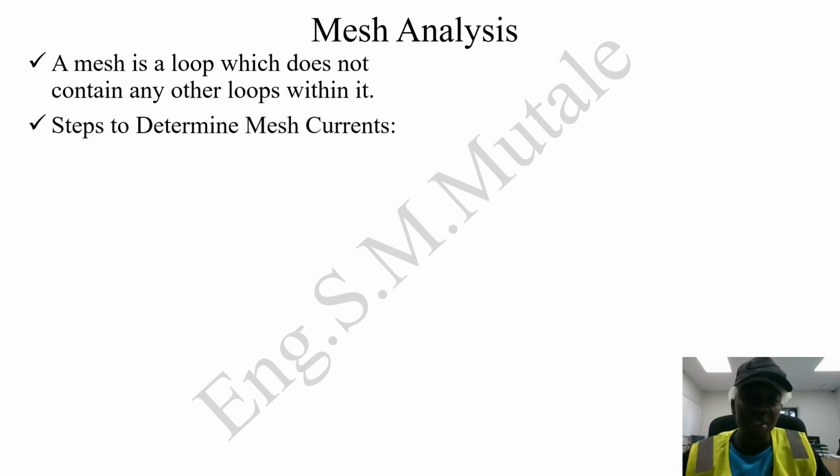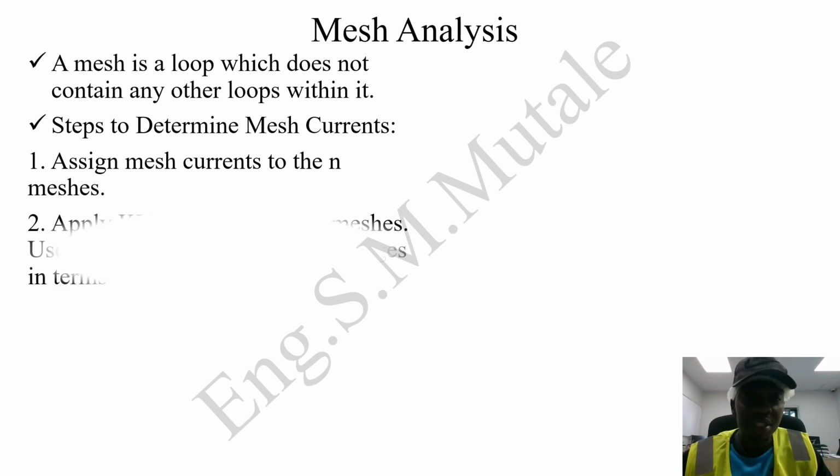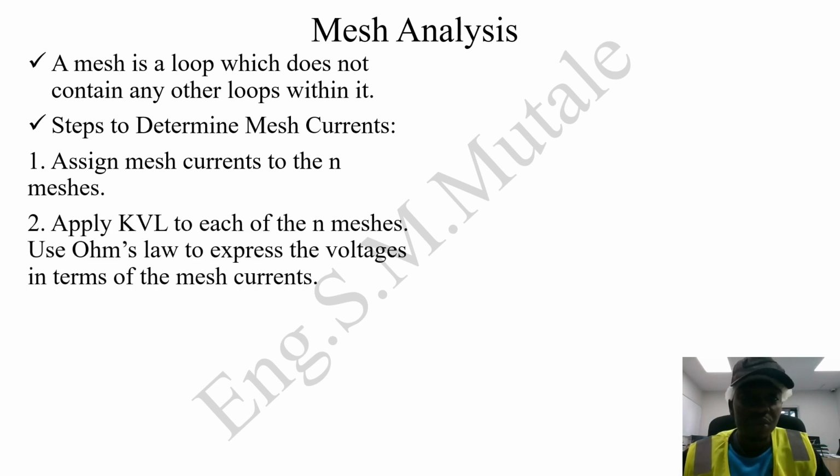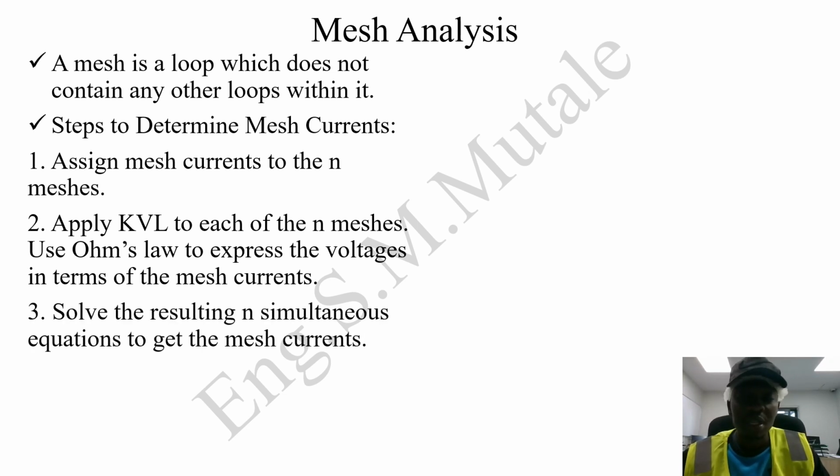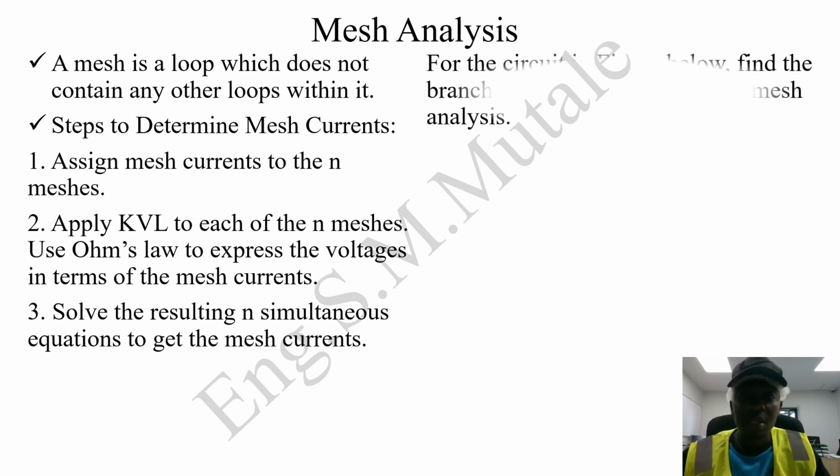And then we're going to look at steps to find mesh currents. Number one, we'll assign mesh currents to the number of meshes. Then we'll apply Kirchhoff's voltage law to each of the meshes. Then we'll use Ohm's law to express voltages in terms of the mesh currents. We're going to result with simultaneous equations. We solve them and then we're going to have mesh currents.